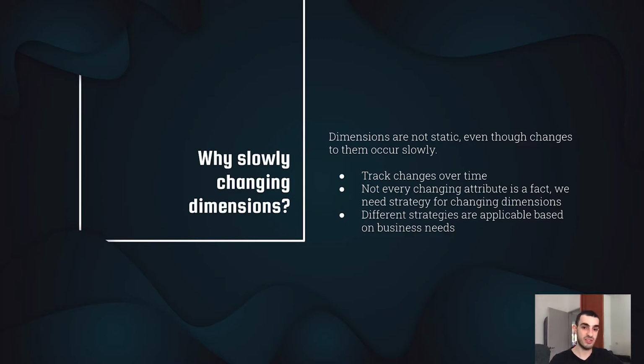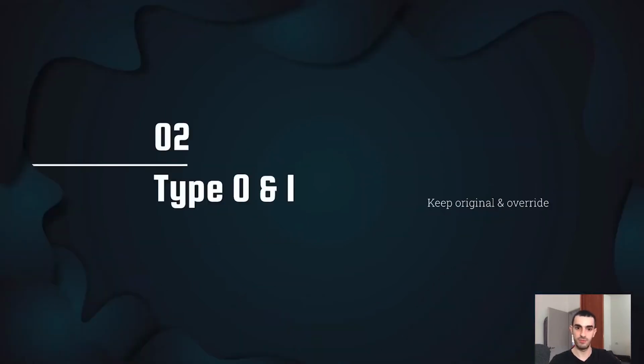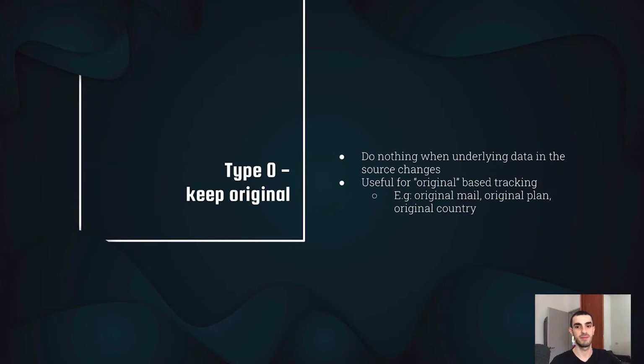And different strategies of slowly changing dimensions may be applicable for different business needs on how we need to query the data and how we need to track history. And we will get to the differences when we go through the different kinds of slowly changing dimensions. So we'll start with the first two types, which are the easiest, type 0 and type 1. Keep original and override. So type 0, keep original.